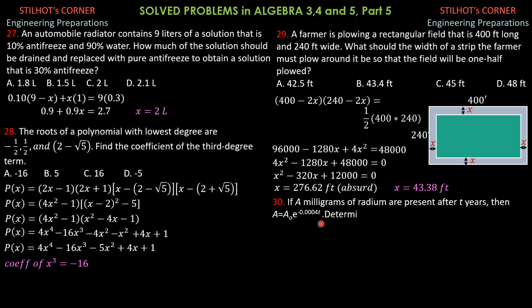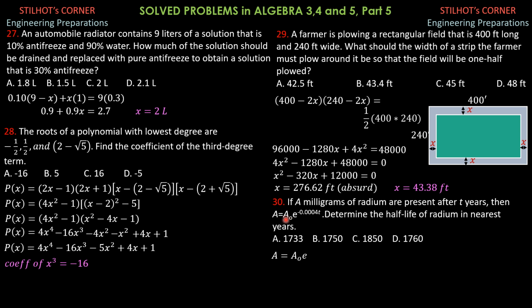This is the last problem. If A milligrams of radium are present after 30 years, then A is A0 e to the negative 0.00040. Determine the half-life of radium in years. So half-life means the amount of radium is depleting, but at a very slow rate, and it is 0.5 of the original at present. So from this formula, we set A to 0.5 of A0.